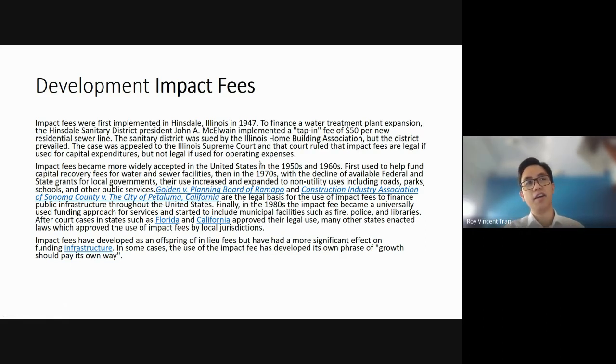Basically, impact fees have become sort of the way for U.S. cities and U.S.